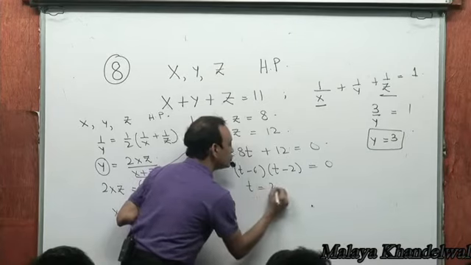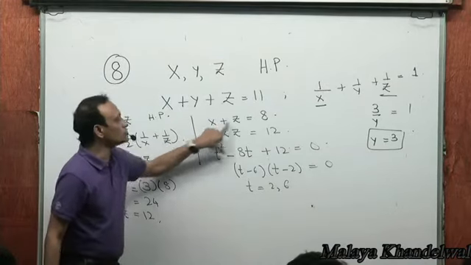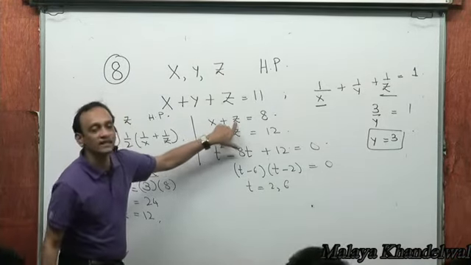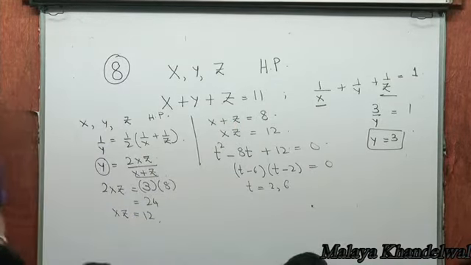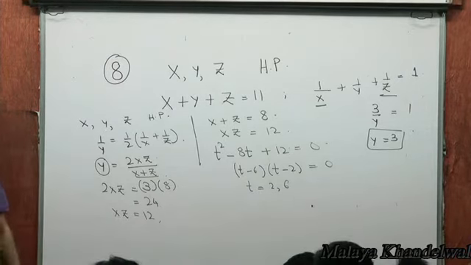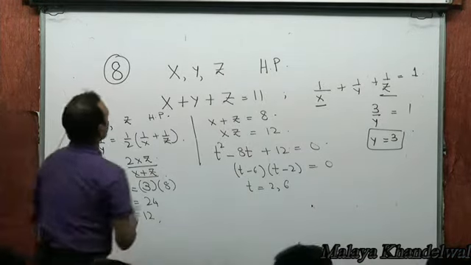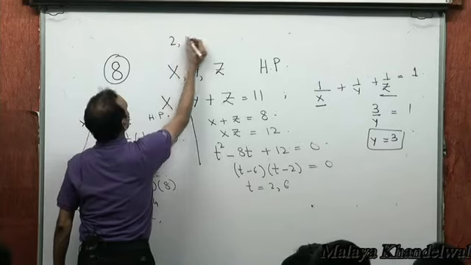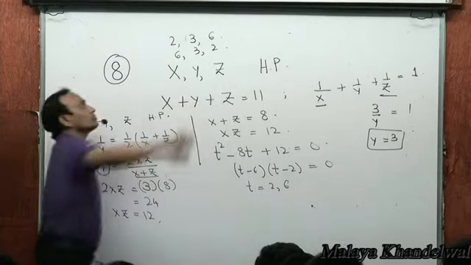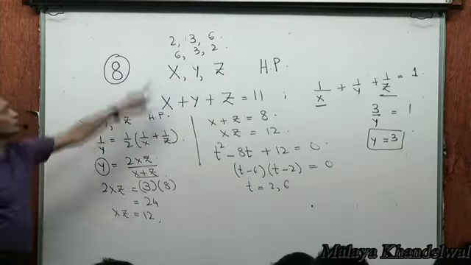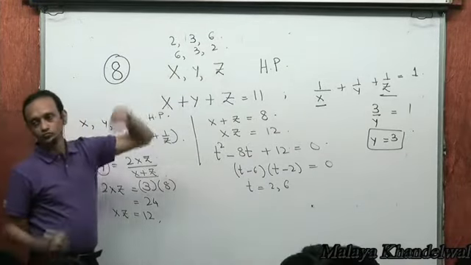T therefore must be 2 or 6. So one of them must be 2. X can be 2, Z can be 6, or X can be 6 and Z can be 2. Yes or no? Clear? So X could be 2, Y is 3, Z is 6, or 6, 3, 2. This is the XYZ triplet. 2, 3, 6, or X could be 6, Y is 3, and Z could be 2.